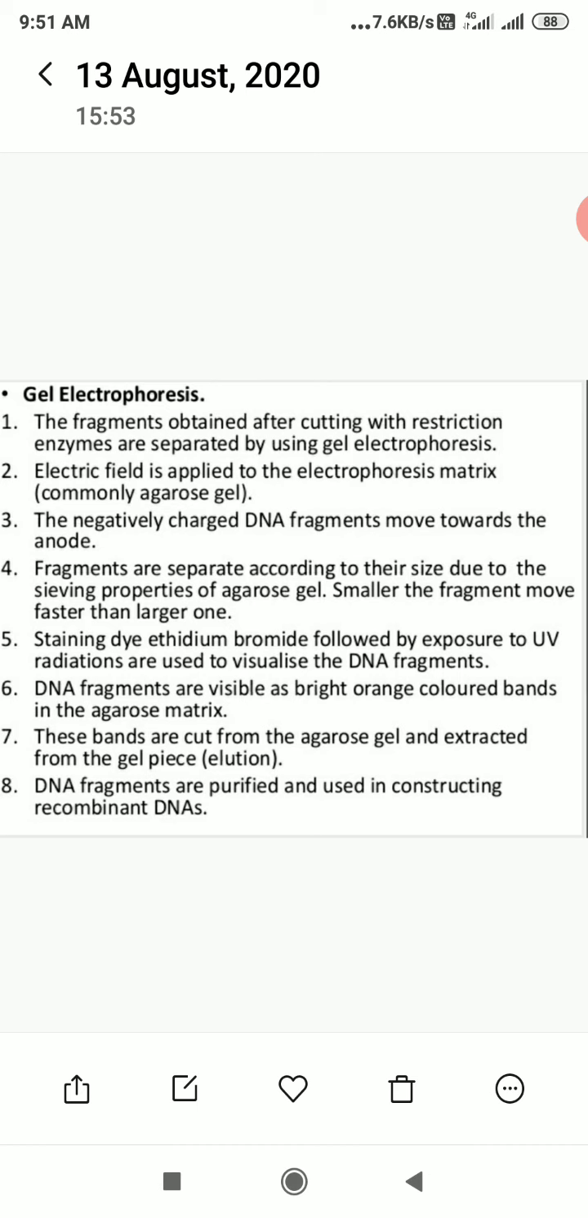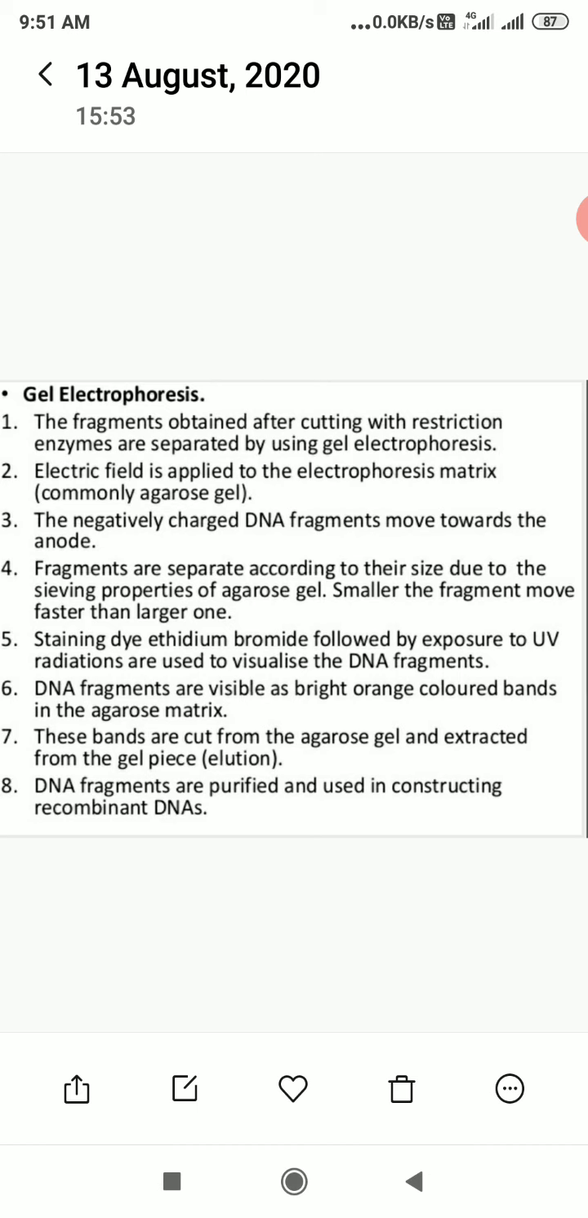Commonly we use agarose gel. The negatively charged DNA fragments move toward the anode, meaning the positively charged anode. Fragments are separated according to their size due to the sieving properties of agarose gel. Smaller fragments move faster than longer ones.